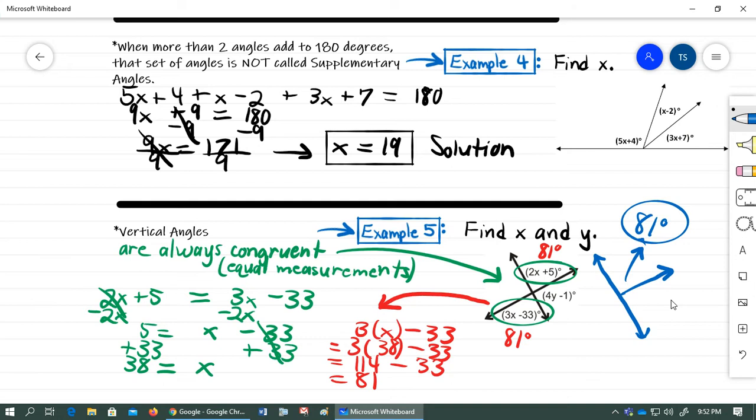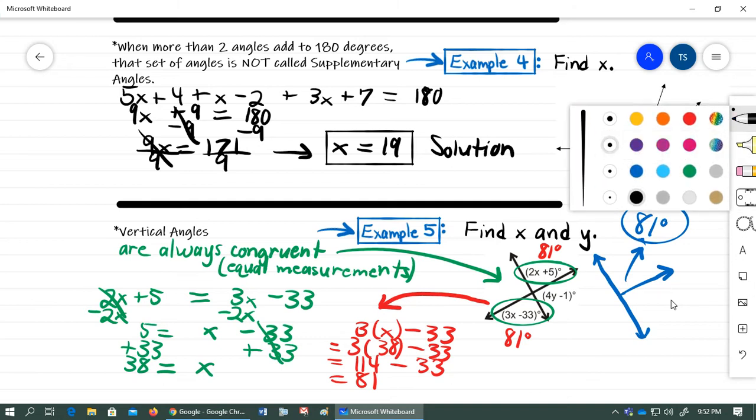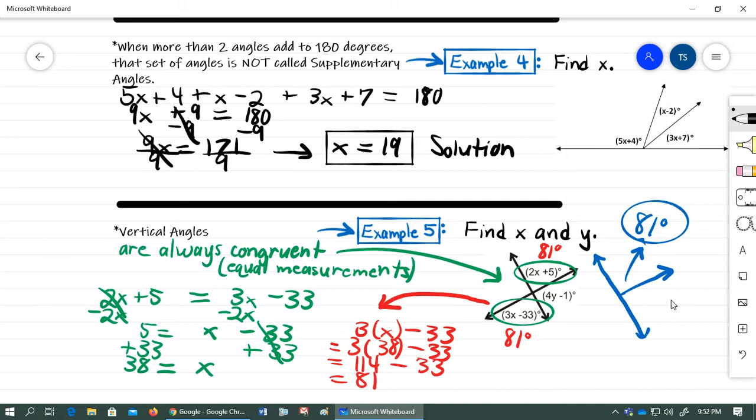What we know is that these two angles I'm showing you in blue are a linear pair, and they form a straight line, which means the total measurement for those two should be 180 degrees. So if the total measurement for these two angles is 180 degrees, let me put that in a slightly different color.